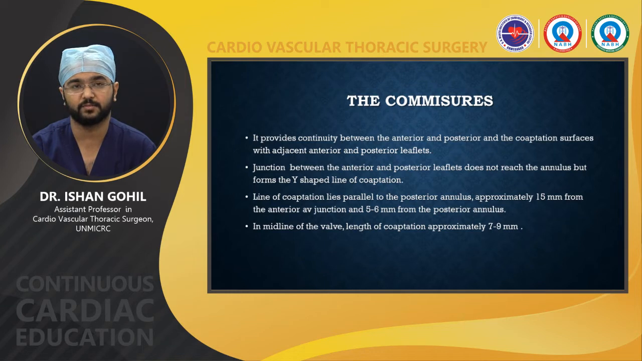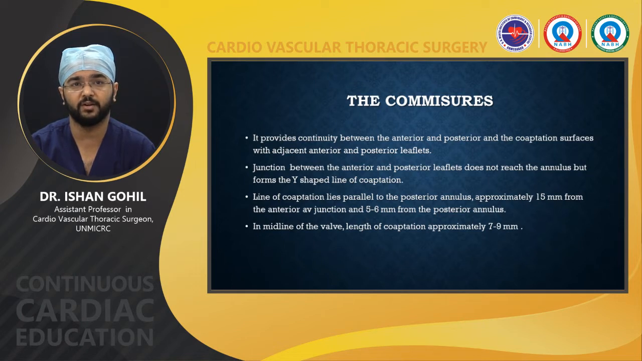Now the commissures. So what do you mean by the commissures? The area of the leaflet which joins the anterior mitral leaflet and posterior, that is AML and PML, is called the commissures. So basically there are two leaflets and two commissures, anterolateral and posteromedial.